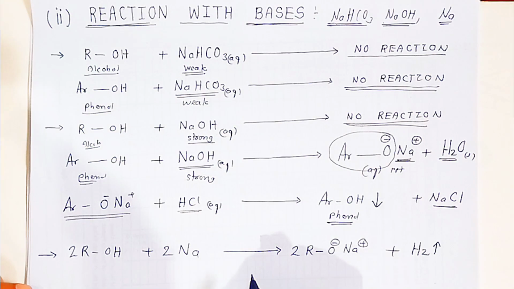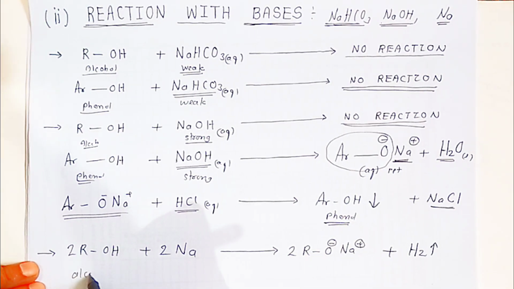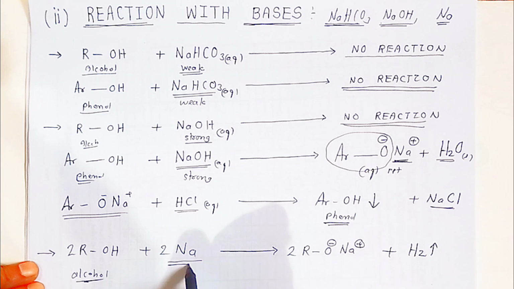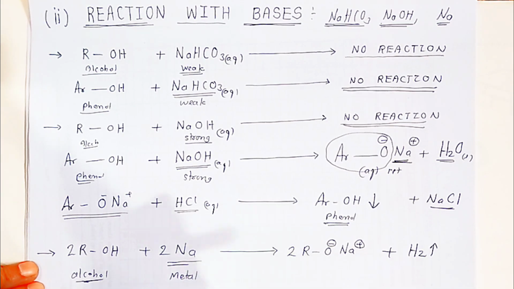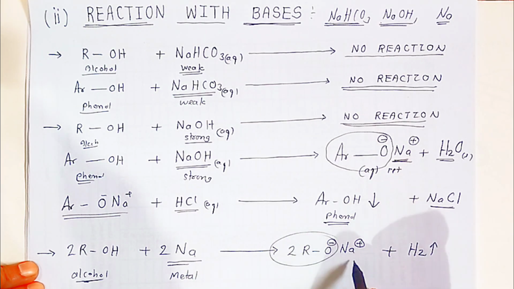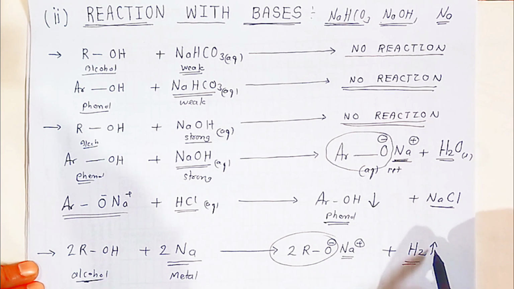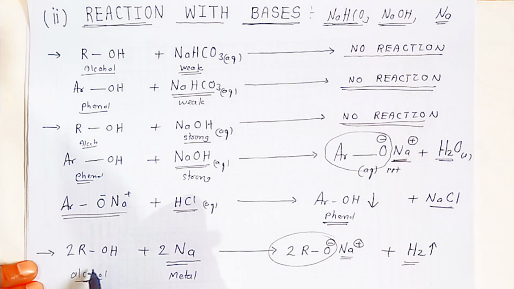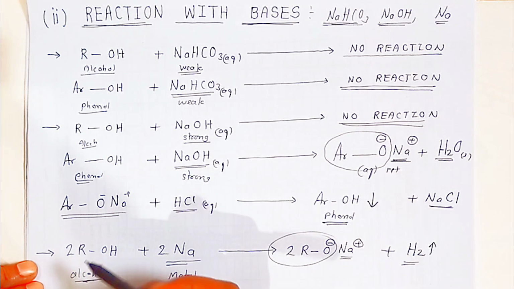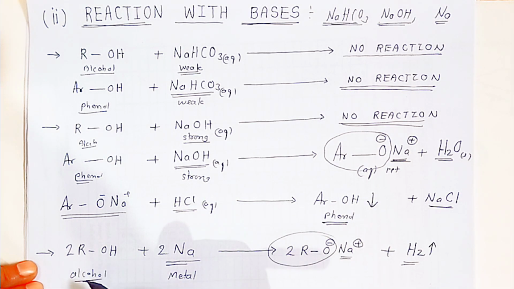Now how to identify that this is alcohol? For that students, you have to add sodium metal. It will form sodium alkoxide. This is sodium and this is what? Alkoxide. There is a formation of sodium alkoxide, along with liberation of hydrogen gas. This liberation of hydrogen gas shows that this transparent liquid is your alcohol. So this way students, we can test whether the compound is alcohol or phenol.